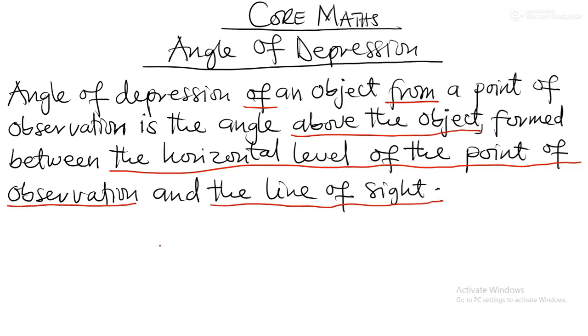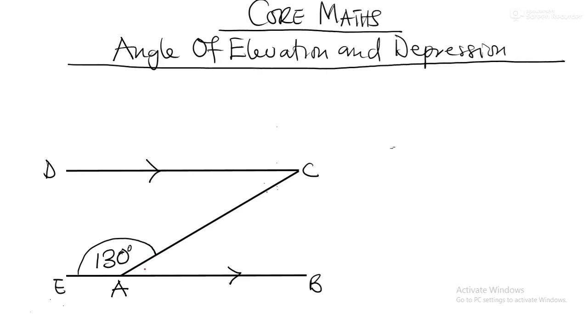Good. So now, let me test your understanding. Let's look at this question. I have this diagram here. First of all, tell me the angle of elevation of the point C from the point A. So what will be the angle of elevation of the point C from the point A? It's going to be 50 degrees. Good.